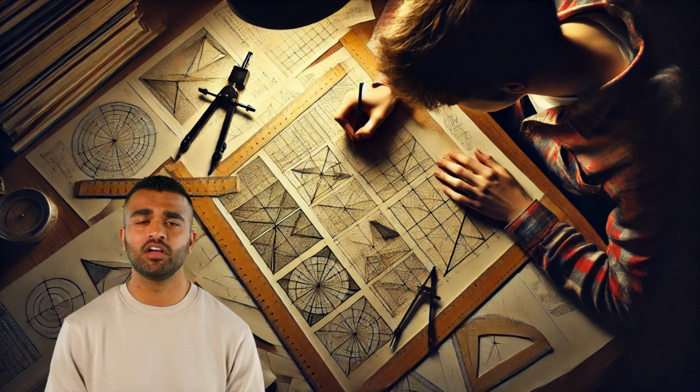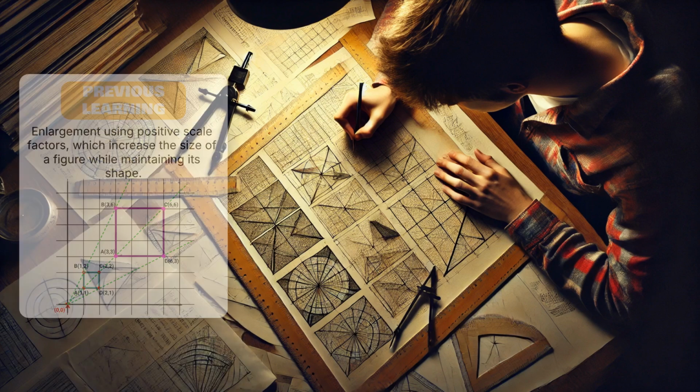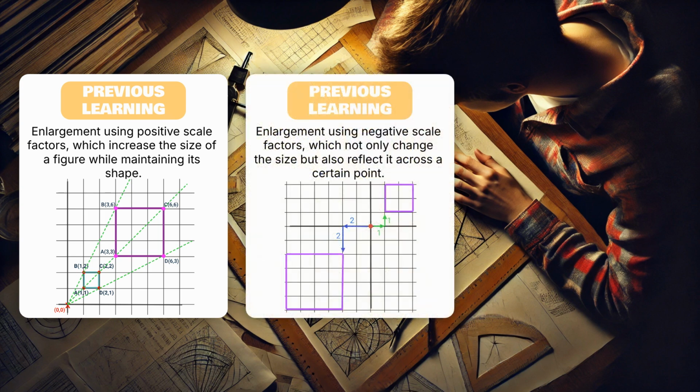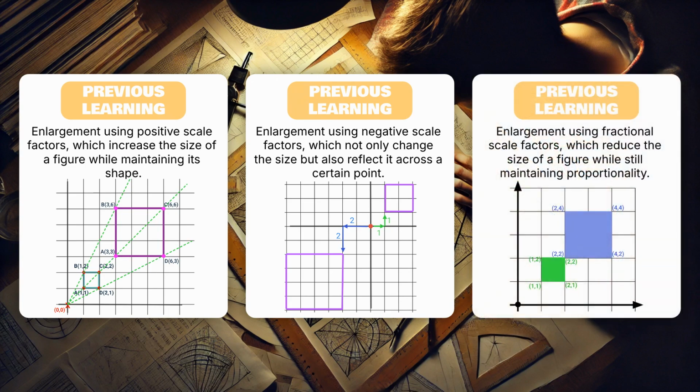So far, you have familiarized yourself with enlargement using positive scale factors, which increase the size of a figure while maintaining its shape. Enlargement using negative scale factors, which not only change the size, but also reflect it across a certain point. Enlargement using fractional scale factors, which reduce the size of a figure while still maintaining proportionality. With this solid foundation, we're now ready to explore how to quantitatively determine scale factors.